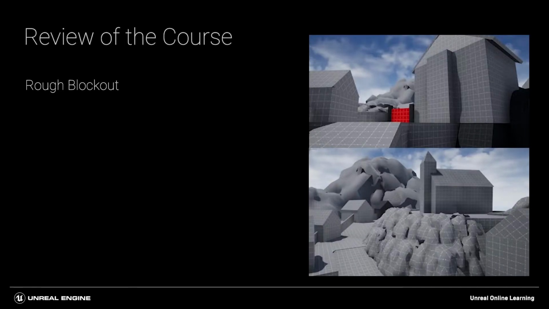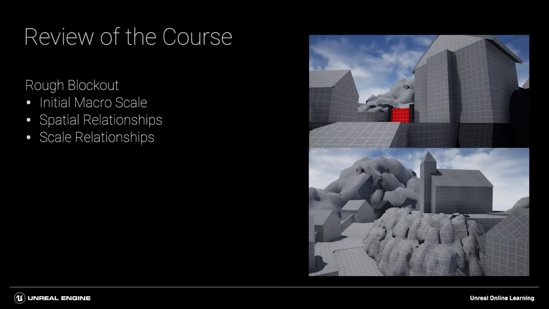Next, we looked at building our rough blockout. At this stage, we tried to establish our initial macro scale, the real high-level structure of the entire level, including the spatial relationships between buildings, between player paths near and far, between different things that we could see in the immediate vicinity and distant landmarks. We also developed the scale relationships of all those things.